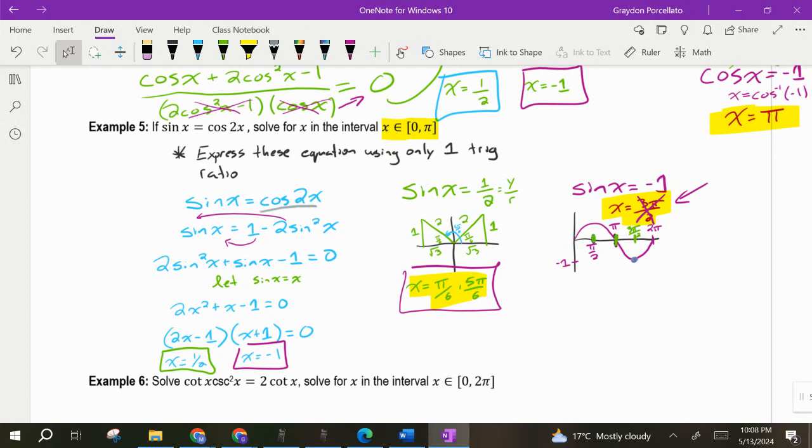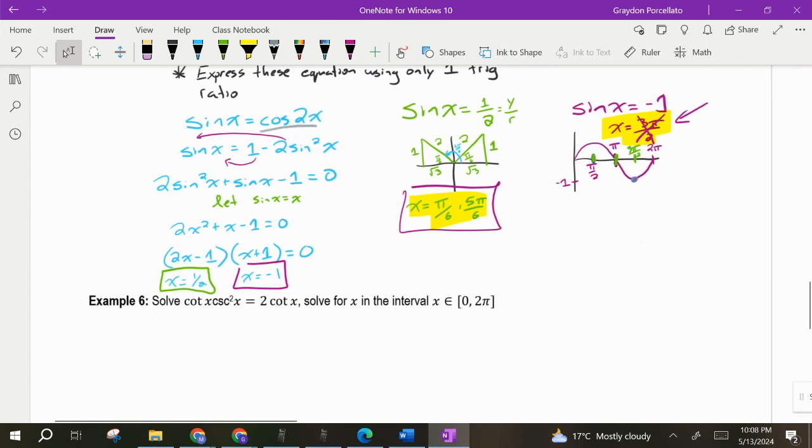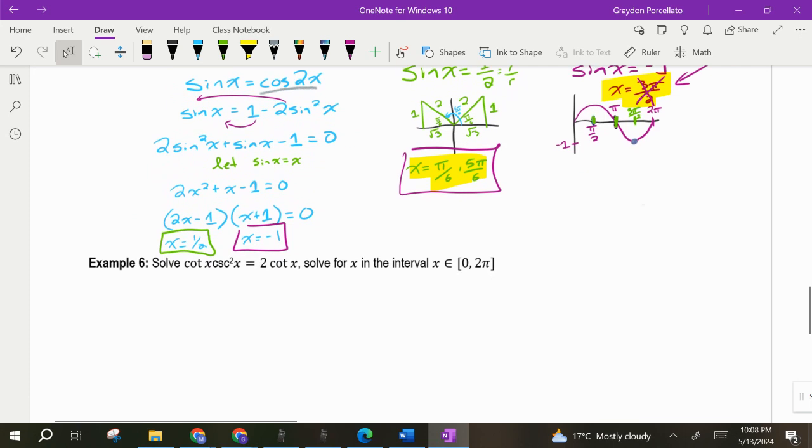Now my last example here. All right, let's see if I can pull this one up here. Okay, so with this one here, let's try this one.